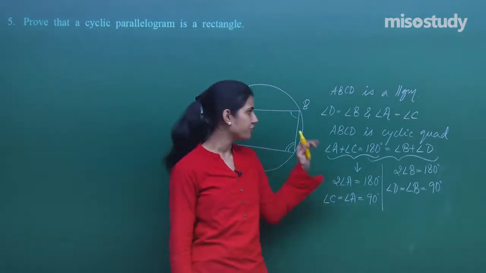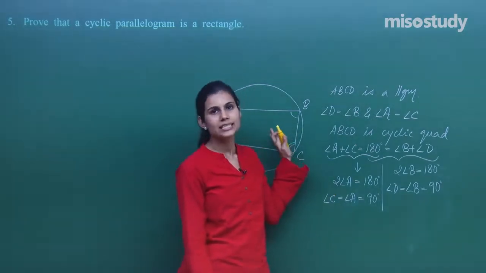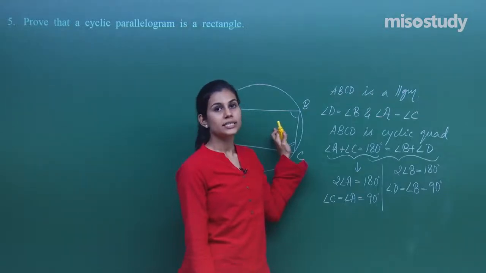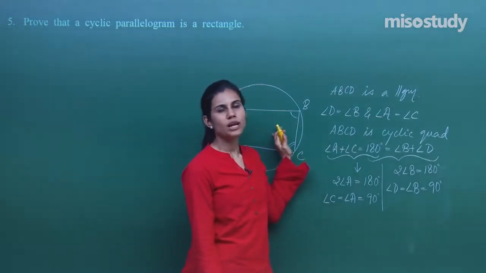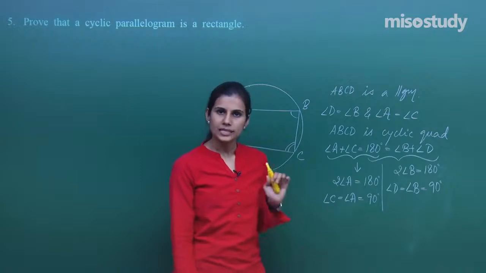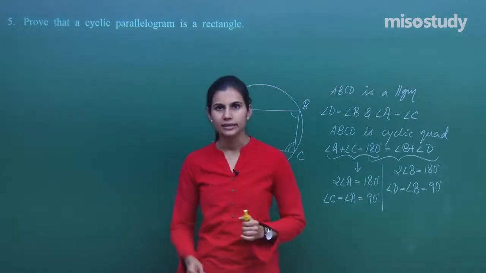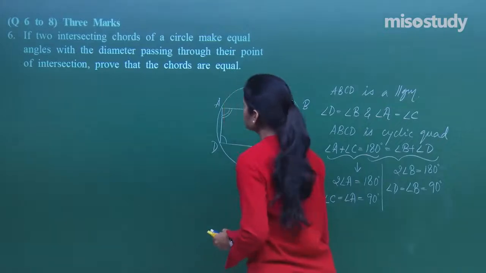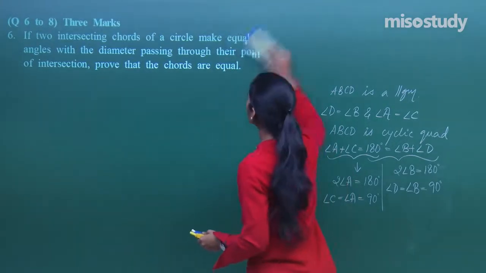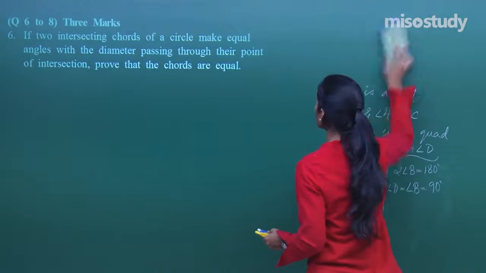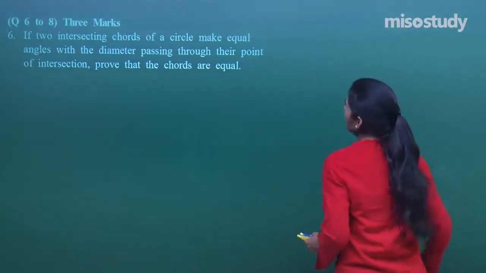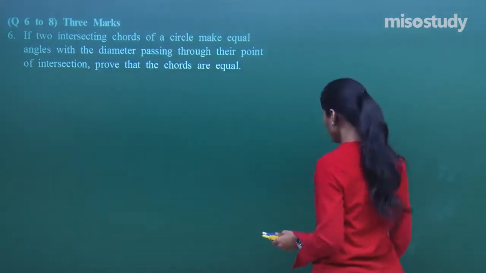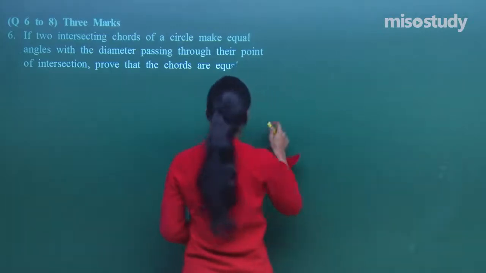Is it understood? The quadrilateral, which was being claimed as a parallelogram, because it is sitting inside a circle, it cannot be a parallelogram, it has to be a rectangle. Cyclic parallelogram is a rectangle. Now, I have the next question as, if two intersecting chords of a circle make equal angles with the diameter passing through their point of intersection, prove that the chords are equal.